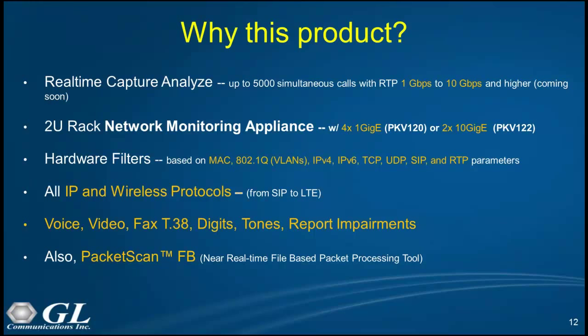Okay, so the PacketScanHD can capture about 5,000 simultaneous calls. It's sold as a monitoring appliance. One of the issues that we have with the traditional Wireshark approach is that you're using standard PCs with NIC cards, and you're sort of trapped in the world of Windows. In this case, we're using a set of NIC cards that are geared for actual monitoring of the high-speed links, so that we have more accuracy as far as our captures are concerned.